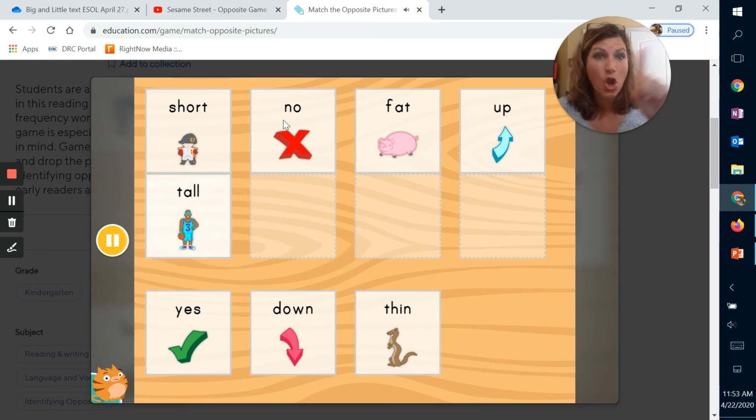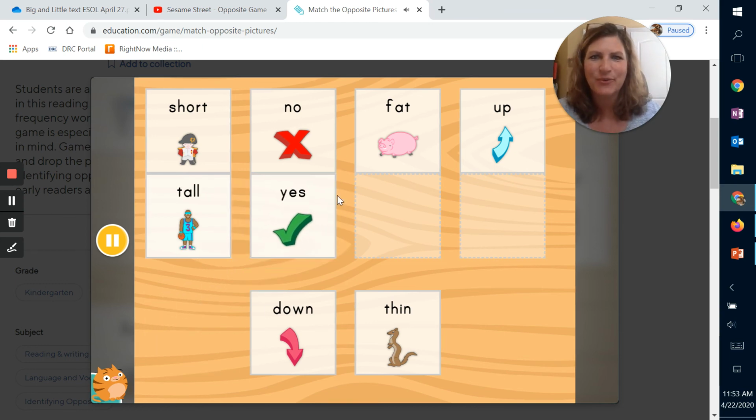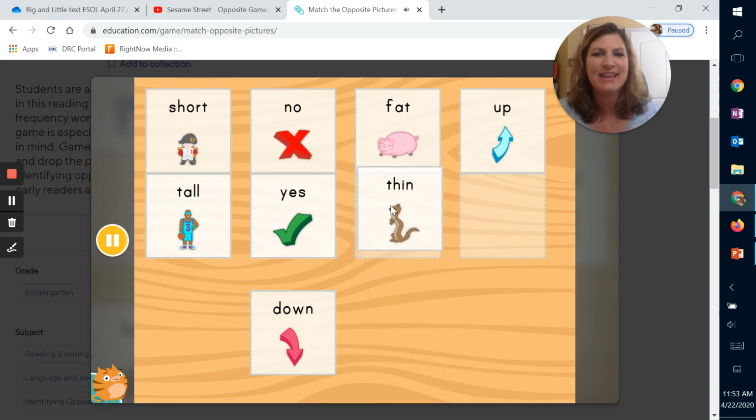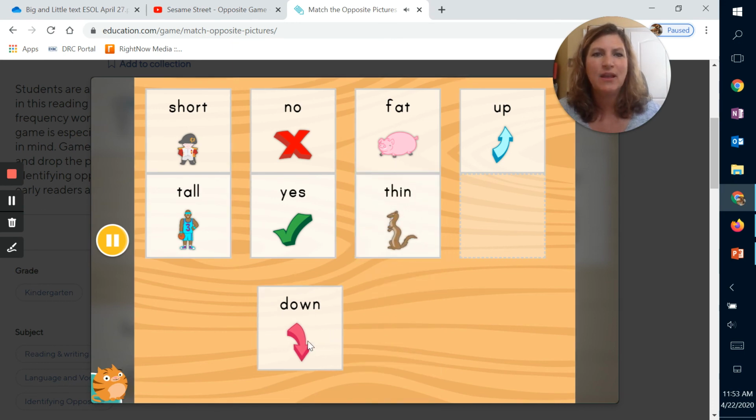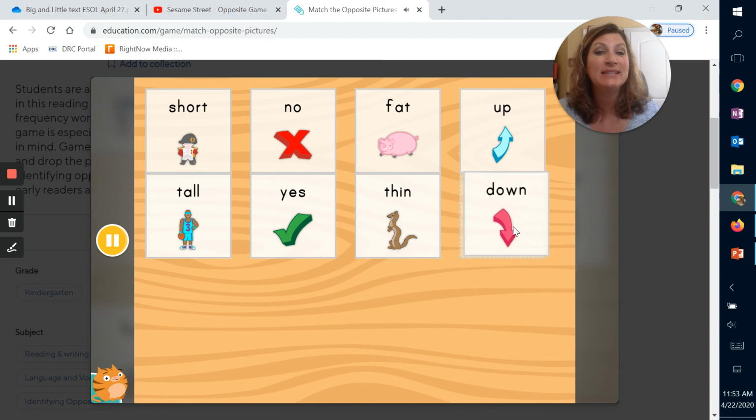The opposite of no is yes. We like to hear the word yes, don't we? Oh, opposite of fat is thin. Opposite of up is down.